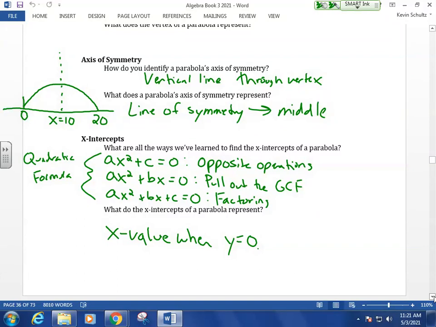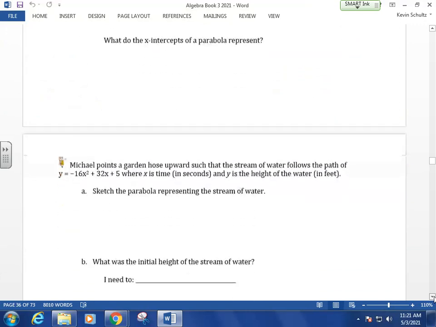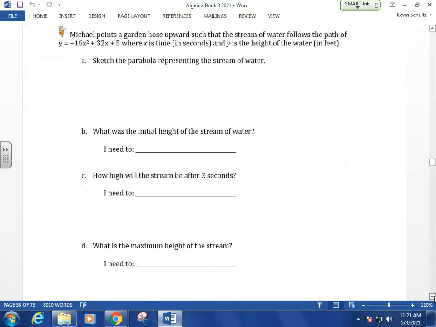All right. Let us begin then. Our first example, and it's like a 6-part thing here, but there's plenty of space to work. So Michael points a garden hose upwards such that the stream of water follows the path of y equals negative 16x squared plus 32x plus 5, where x is time in seconds. So we're given context here. The x value represents time. How long has the hose been running? And y is the height of the water in feet. So x is time, y is height.